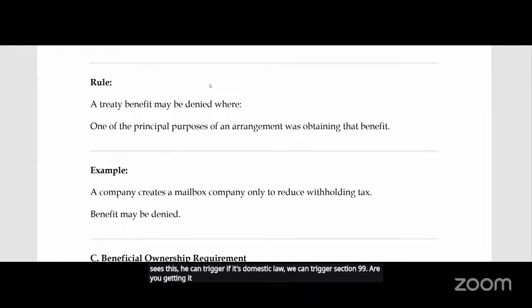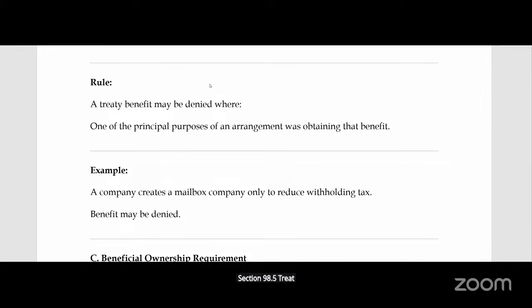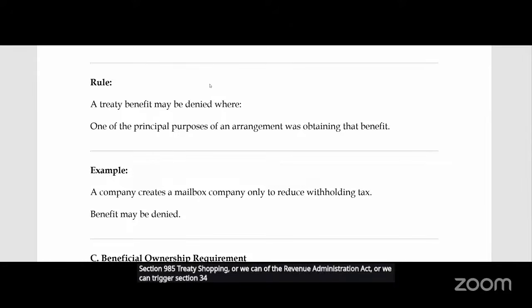The tax avoidance arrangement, we can trigger Section 98.5 treaty shopping, or we can trigger Section 34 of the Revenue Administration Act. Are you getting it? Which covers general anti-avoidance rules, or we can trigger Section 27, which covers indirect payments. Okay, we'll come and look at all that. Those things are very important.